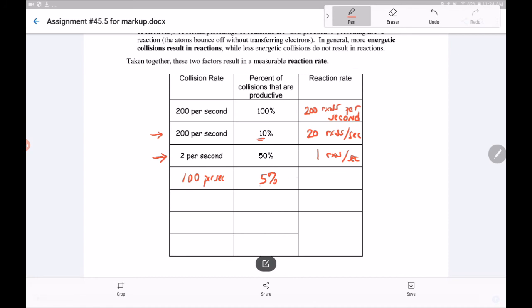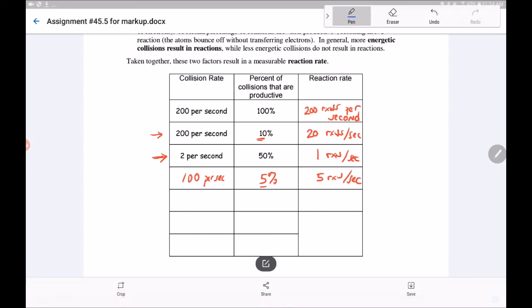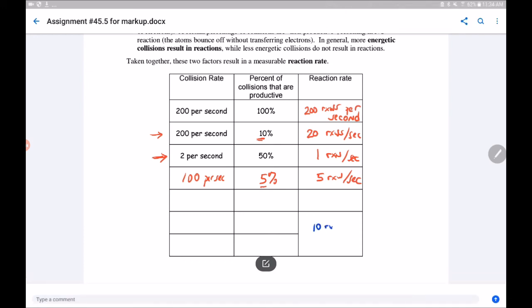So this is actually still way too high to be realistic. Most collisions are not productive in most reactions, so it's rare to have a productivity percentage that's as high as 5%. But you should be able to calculate it. If 5% of those collisions are productive, this is 5 reactions per second. I'm going to skip the next line. You can do that. You can make up your own. But down here, let's imagine that you can kind of see these 2 feed into 1. Let's imagine that we get 10 reactions per second.